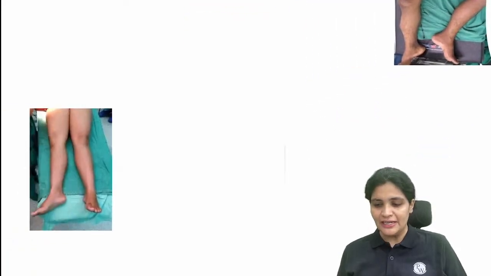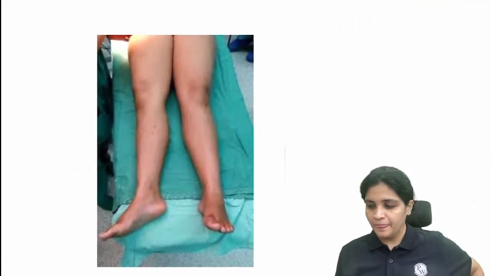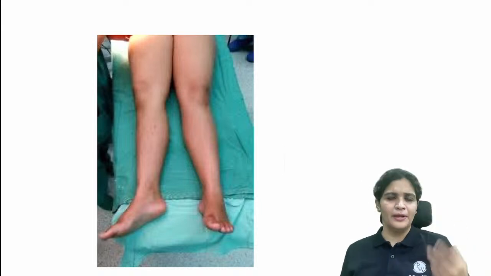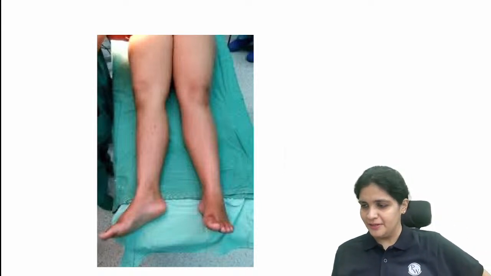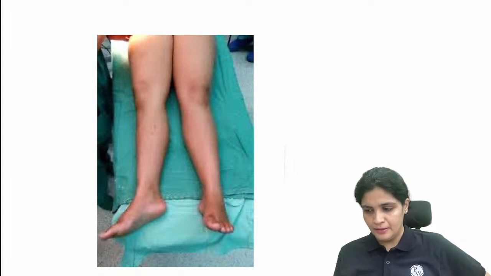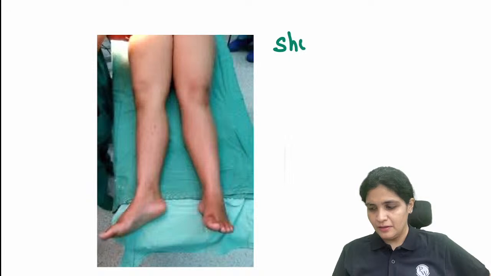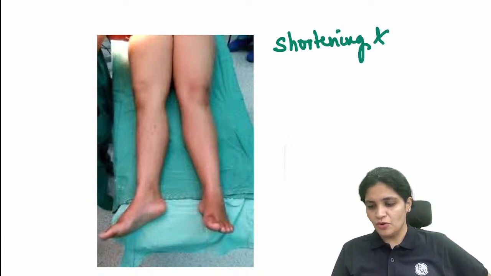Now there is no flexion, there is no abduction, but simply what is this? This is one more type of attitude which you can expect in case of the hip joint, and this is the most common attitude seen in the casualty. Yes, Harsh? So this is, yes, plantar flexion. So this is shortening and external rotation, right?